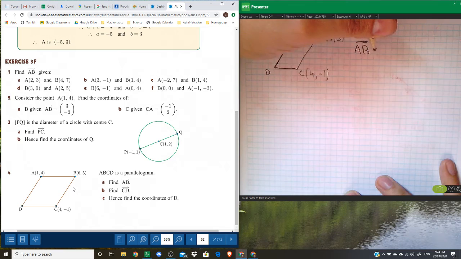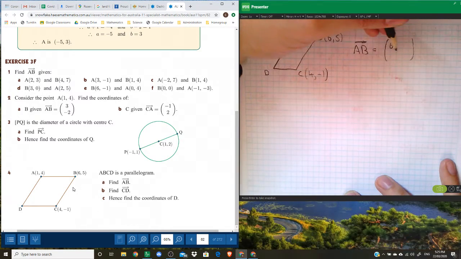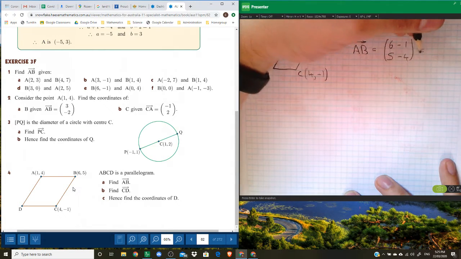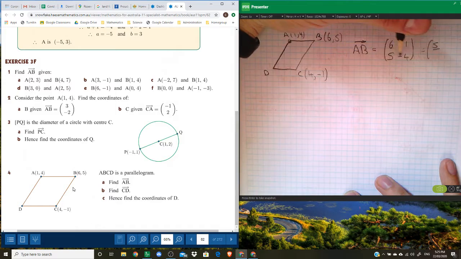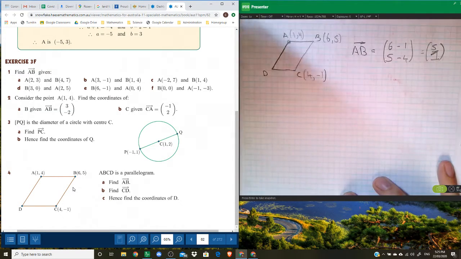All right, so we know that that would be the coordinates of B minus the coordinates of A. So let's get this right. X, Y minus X, Y equals 5 and 1. Okay, there we go. So we've done that one.